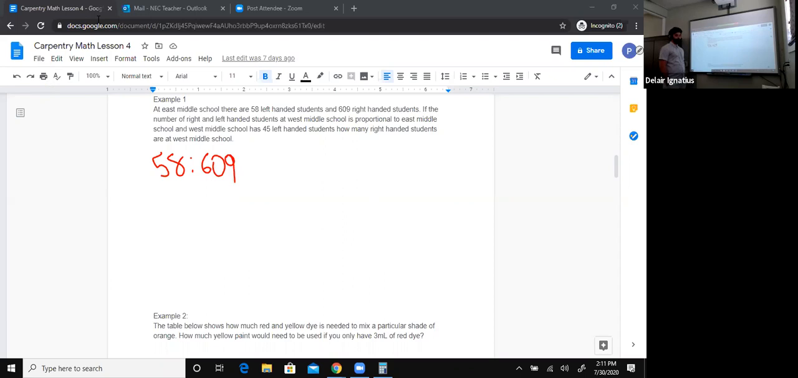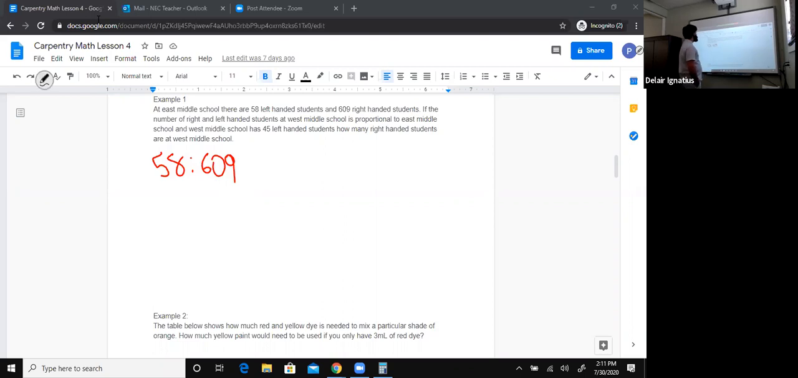If the number of right-handed and left-handed students at the West Middle School is proportional to those at East Middle School, that means that the fraction created by those numbers is equal. And the West Middle School has 45 left-handed students. How many right-handed students are at West Middle School? So this is really wordy, but all we have to do is remember that proportionality: if it's the same proportion of left-handed people to right-handed people at one school to the other, then the fraction of left-handed people divided by right-handed people must be equal at both.